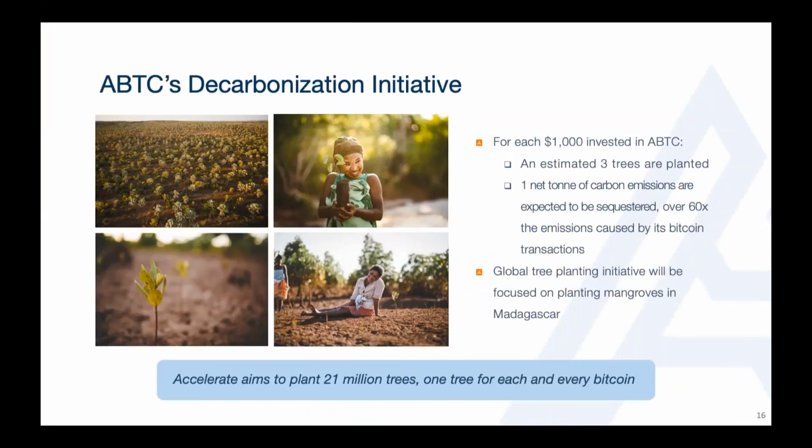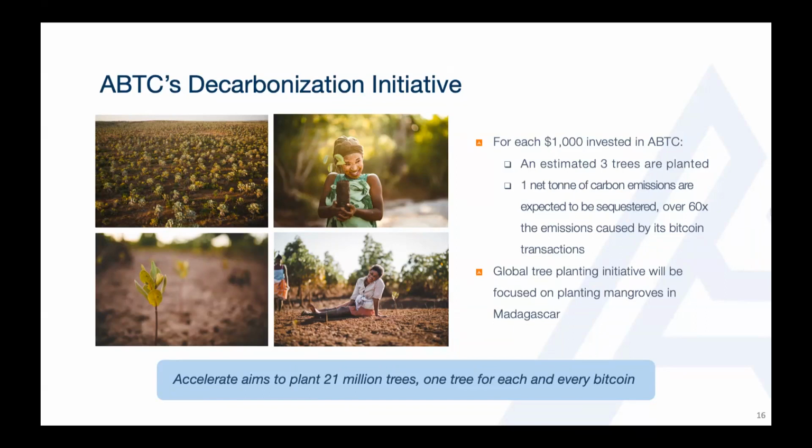And the reason why we're focused on mangroves is that historically, if you look at them from an analytic perspective, an organic perspective, they do sequester approximately 4 times more carbon dioxide than other types of forests. So we focus on planting mangroves in Madagascar. Here are some pictures on the left. And just to give you a sense of the benefit that you can provide when investing in ABTC.